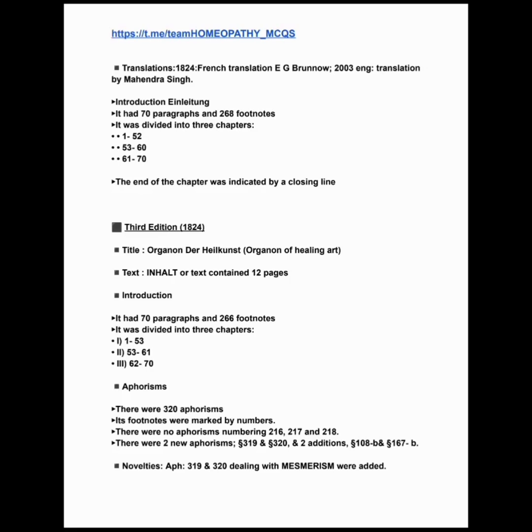It had 70 paragraphs and 266 footnotes. It was divided into 3 chapters: first 1 to 53, second 53 to 61, third from 62 to 70. Now the aphorisms. There were 320 aphorisms in the third edition. Its footnotes were marked by numbers.